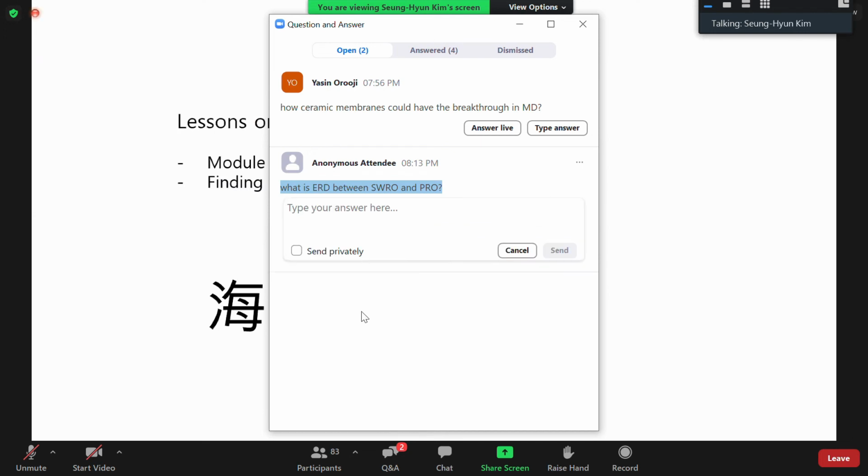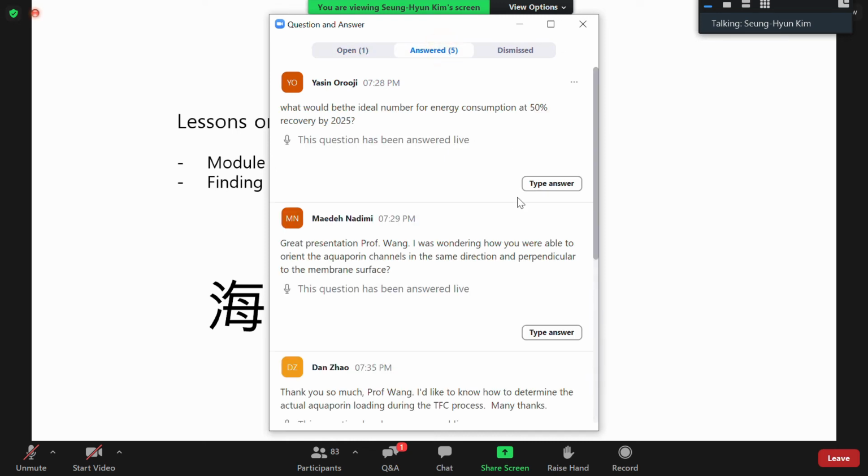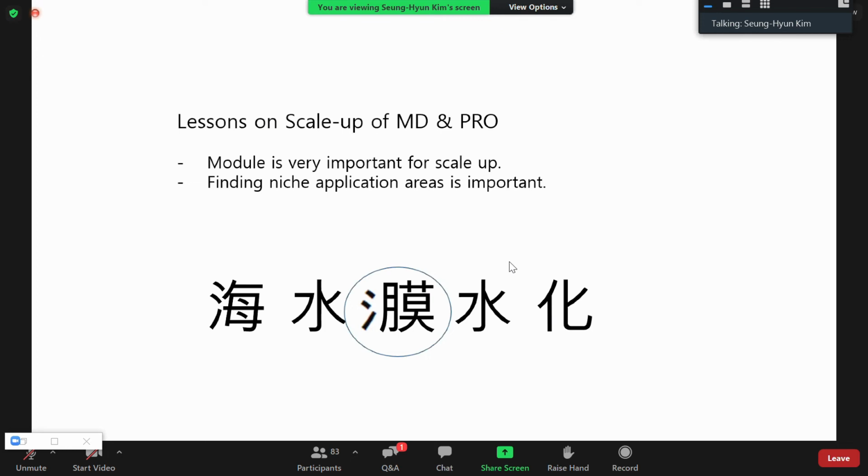And a lesson we learned from the scaling up of membrane distillation and PRO: the module is very, very important for scaling up. So if you're interested in scaling up studies, I recommend that you work together with membrane manufacturers interested in developing your study, so that with the improved module, you can actually conduct these pilot plant scaling studies. So the module is very important.